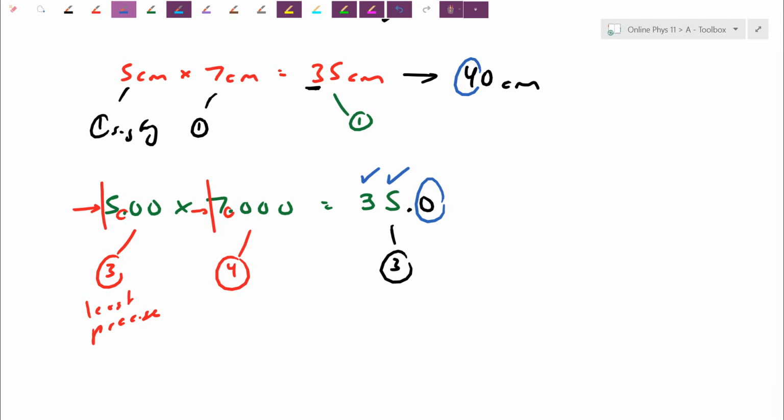So try out your worksheet here. Just practice playing around with doing sig fig rules for add and subtract and multiply and divide, and we'll pick it up from there tomorrow.